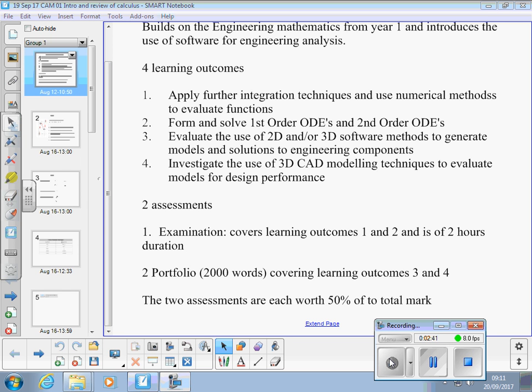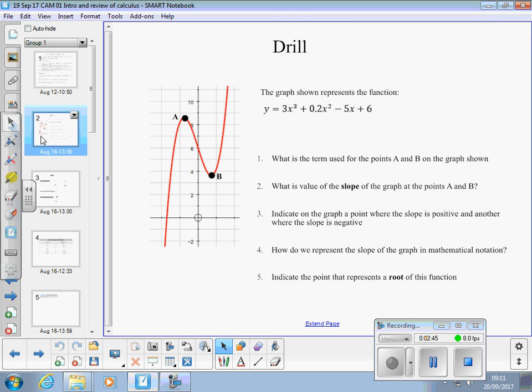Right, so to that end, let's make a proper start. In your handouts that I've given you today, there's a couple of pages of drill questions, just to see how much you already know around the topic today.